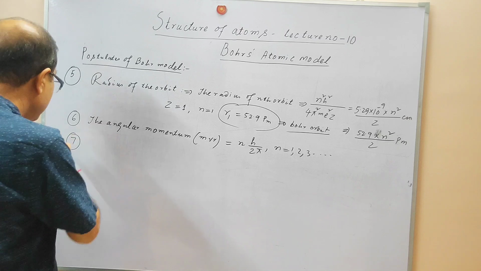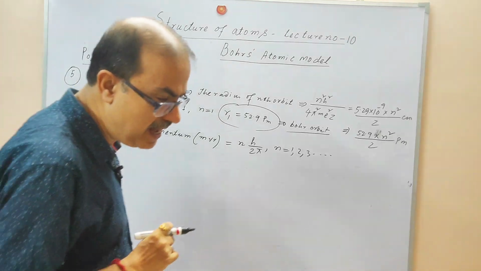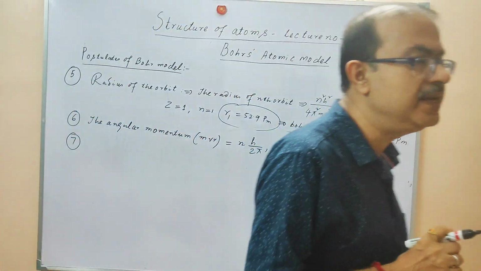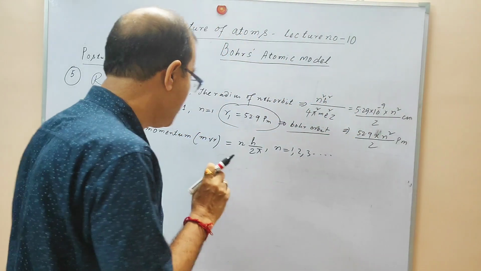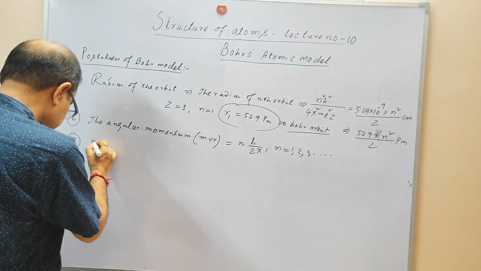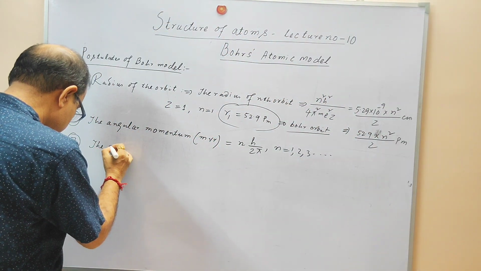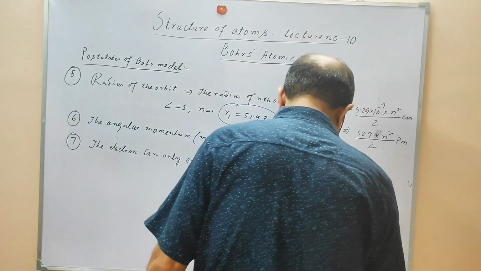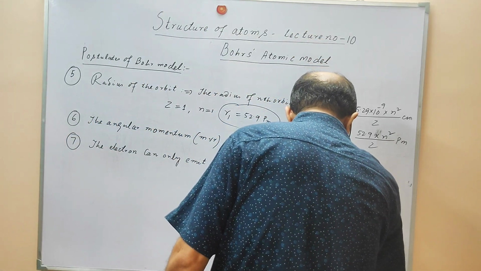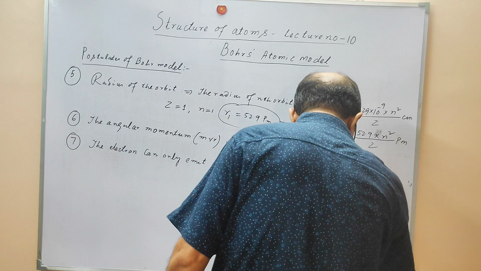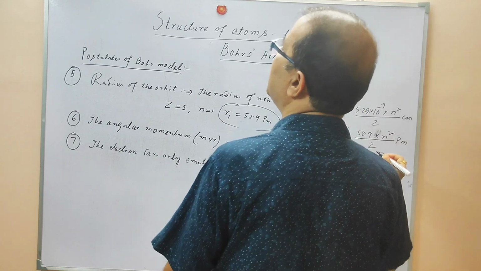Seventh postulate, that is the electron can only emit or absorb a fixed quantity of energy. So that is called quantization of the energy.